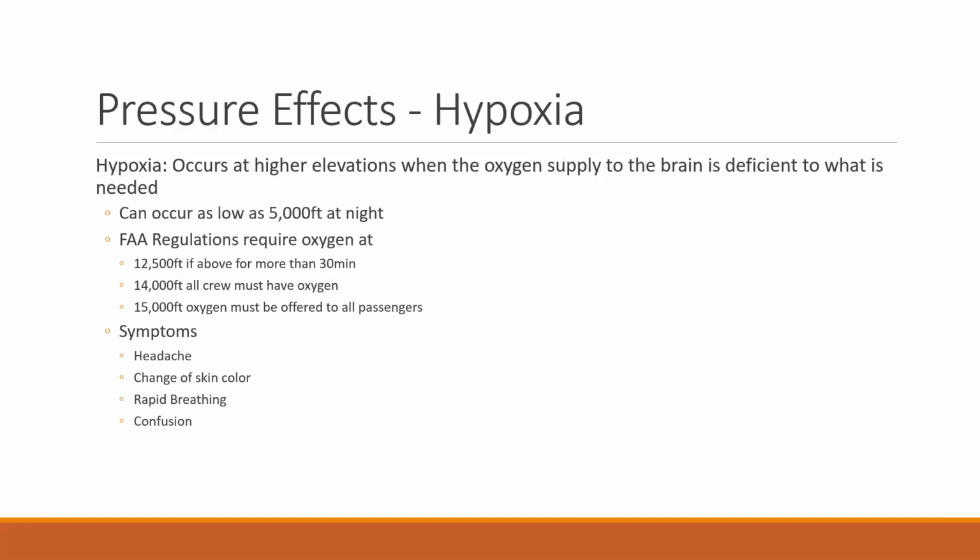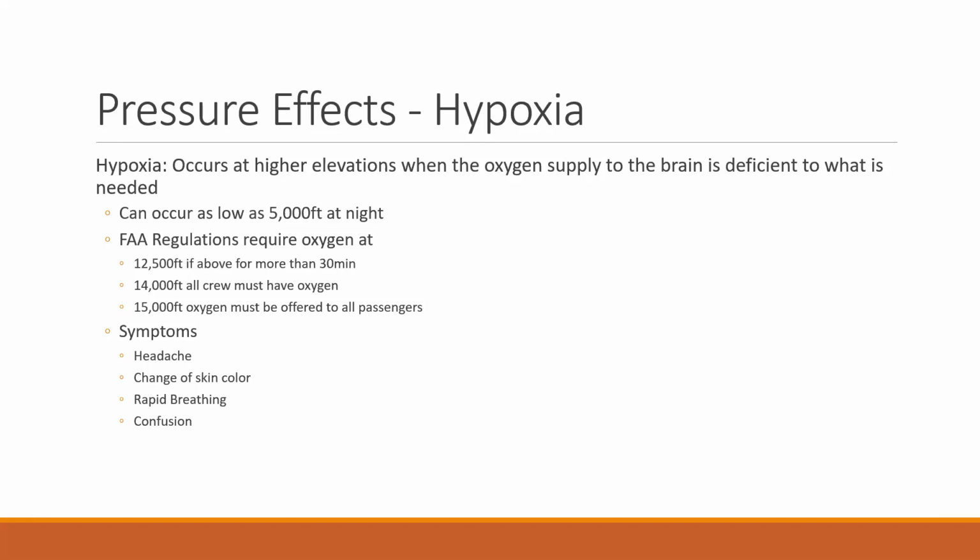So first, we're going to talk about some pressure effects. Hypoxia happens when the oxygen supply is very low, and this causes your brain to have a deficiency. It can cause headaches, change skin color, rapid breathing, confusion, and eventually you'll just pass out. Low oxygen usually occurs at higher elevations, but could occur as low as 5,000 feet at night. So it's something to be aware of.